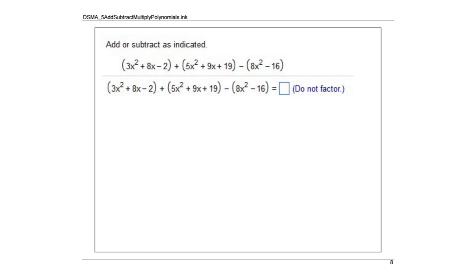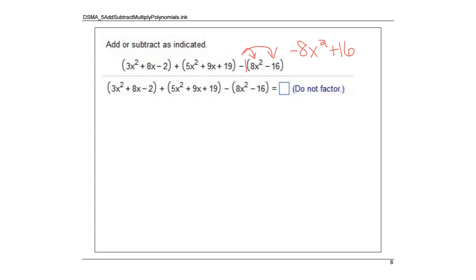Okay, we have a lot going on here, but these are all polynomials. All of them we're adding together. There's no multiplication in sight. However, we do need to go ahead and distribute this subtraction sign. So that's a -1. We're going to multiply that inside. When we do that, we get a -8x squared and then plus 16. Be careful. So -1 times 8x squared gives us -8x squared. -1 times -16 gives us a positive 16.